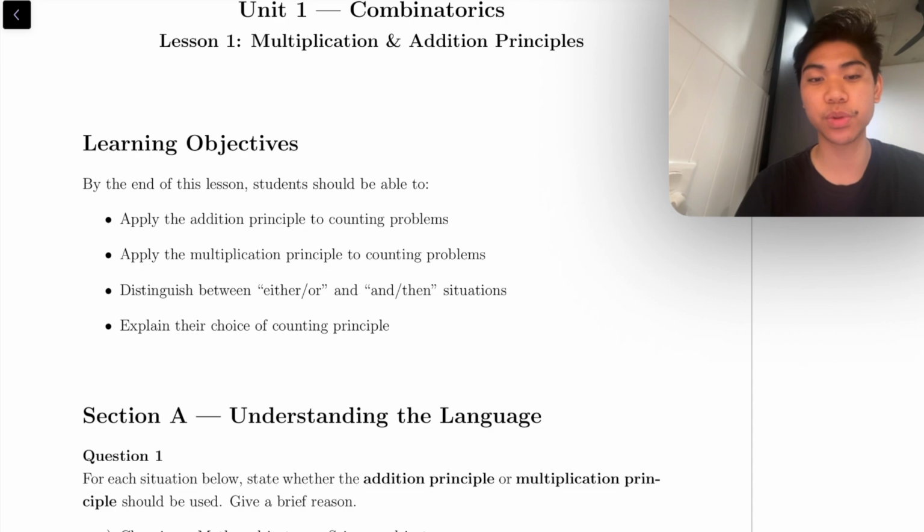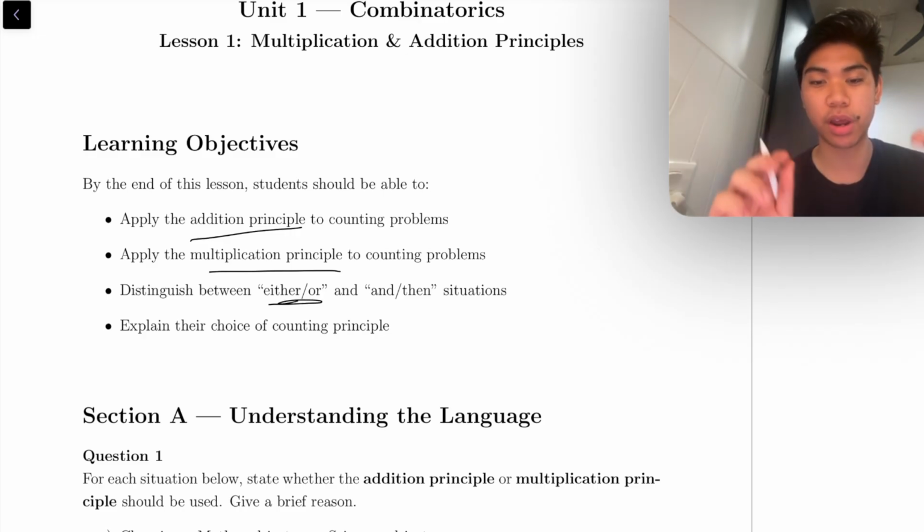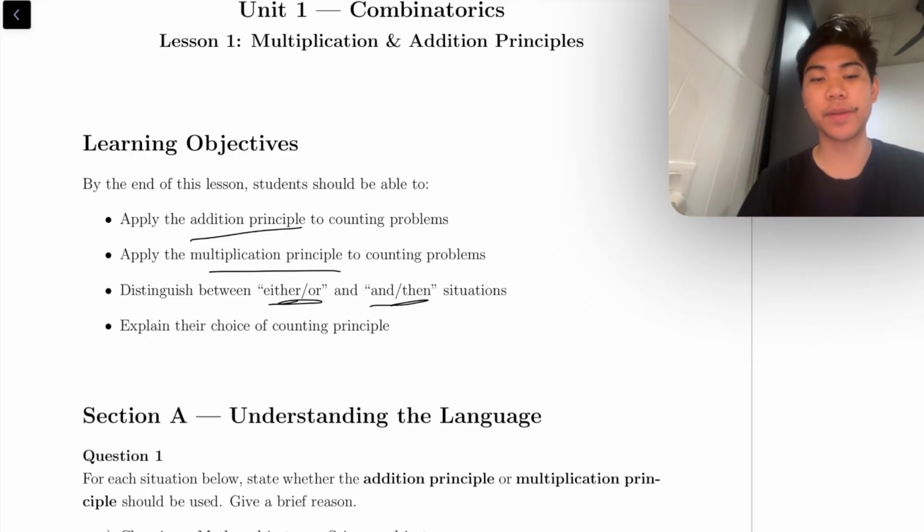So the learning objectives here are, by the end of this video, hopefully you'll be able to apply the addition principle and the multiplication principle to counting problems, be able to distinguish between either/or and and/then situations, okay? And explain your choice of the counting principles that you use for these problems, okay?